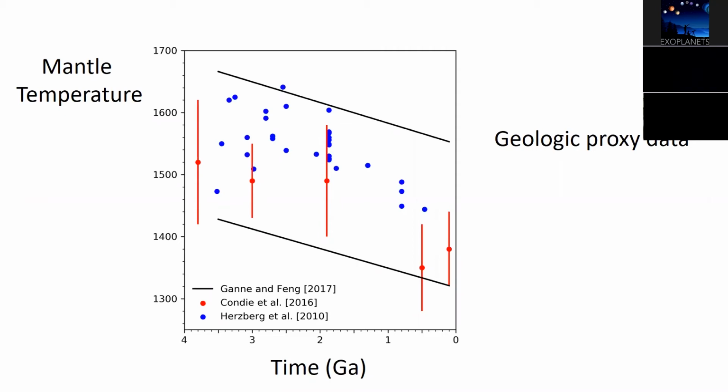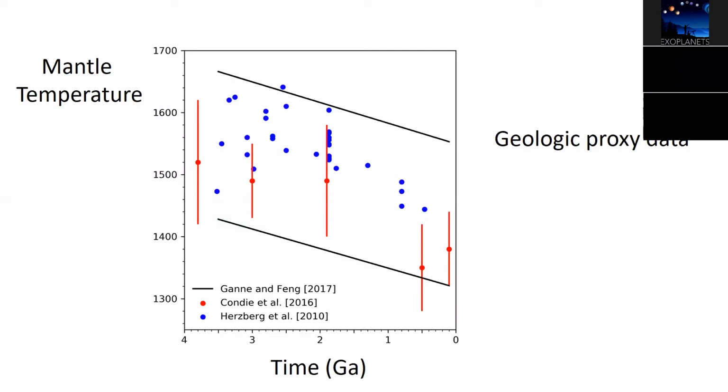Throughout Earth's history, we have measurements of what Earth's mantle temperature was, with 0 being the present day and this being 4 billion years ago. You see that there's still a large spread in mantle temperatures. We use this as our paleo constraint, and even at present day, mantle temperatures are only constrained to around 1300 to 1400 degrees C.